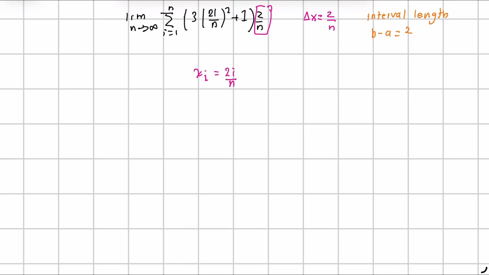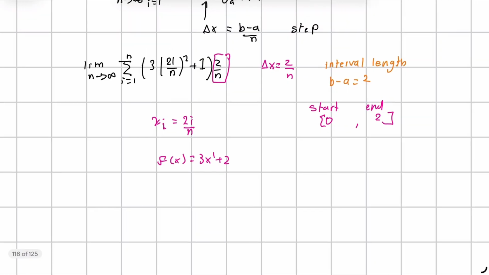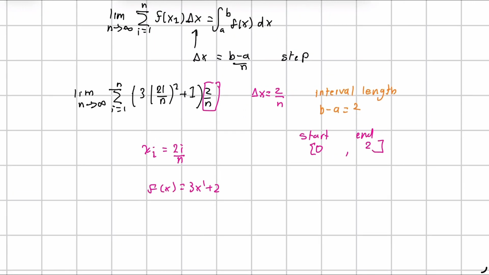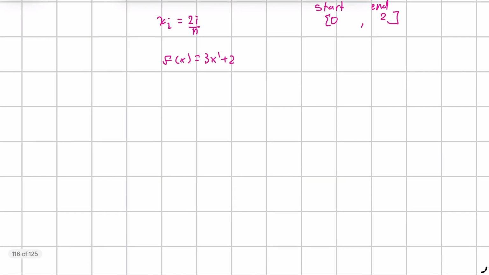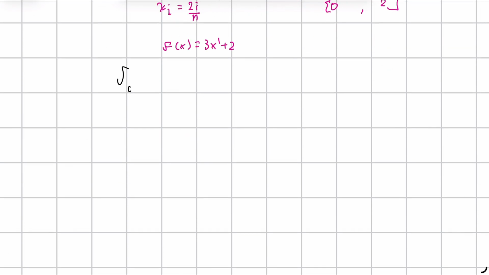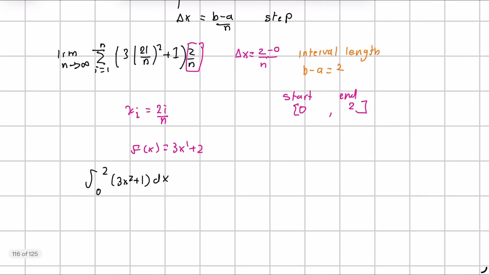So we are going to start here. Our start is going to be at 0, and we're going to end at 2. So we have 0 to 2, and we have the function f of x is equal to 3x to the power of 1 plus 1. So here what we did was just, we had 2 minus 0, right? So that was why we had that as our delta x. So we can rewrite the limit as an integral, which is from 0 to 2 of 3x squared plus 1 times dx. So we have sample points from 0 to 2, and then we have a width of 2 over n.